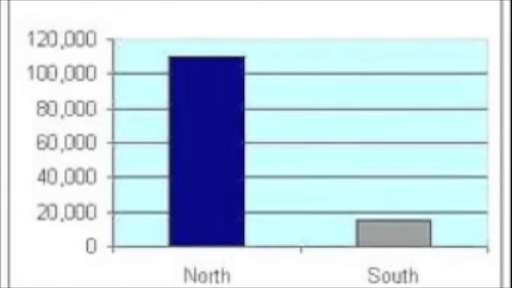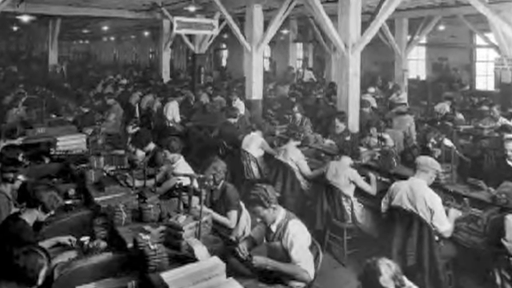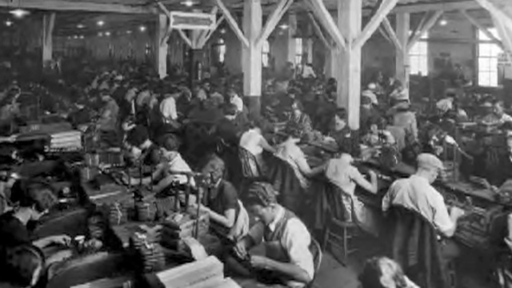The Northern economy was based more on industry than agriculture. They were purchasing raw cotton and turning it into finished goods. This disparity between the two set up major differences in economic attitudes.